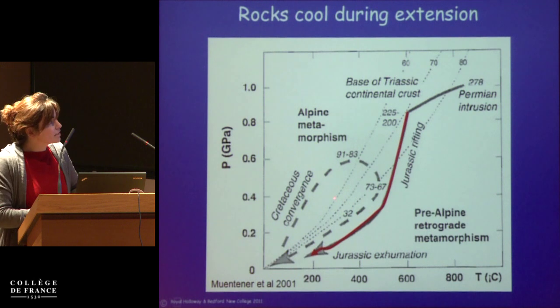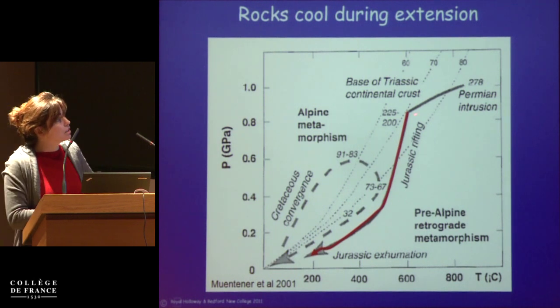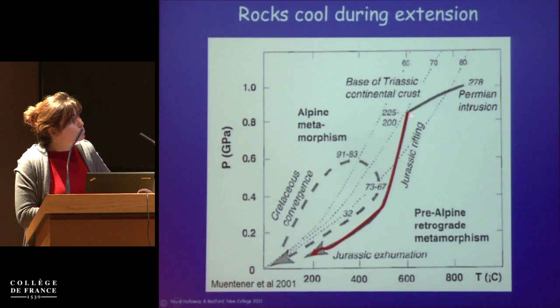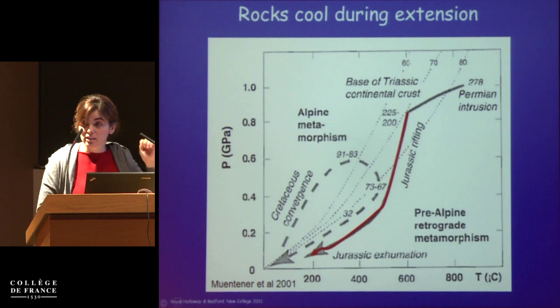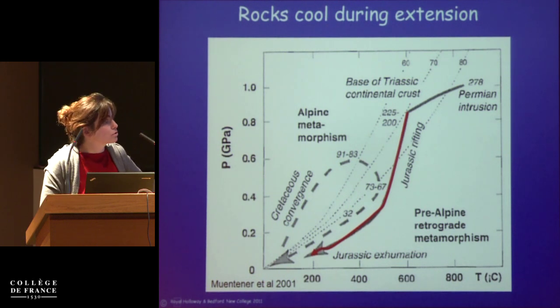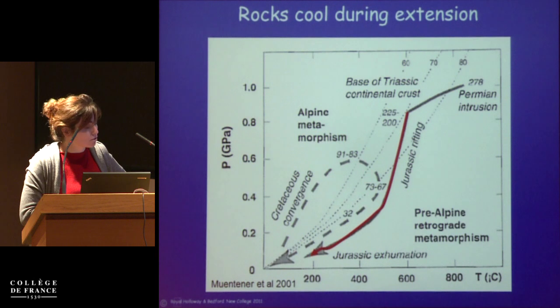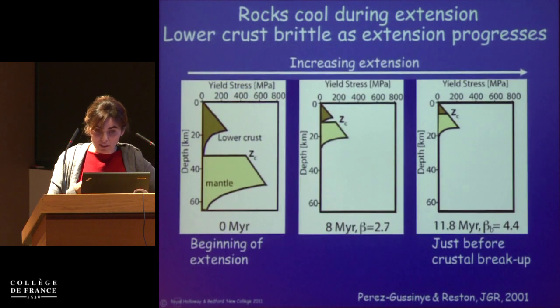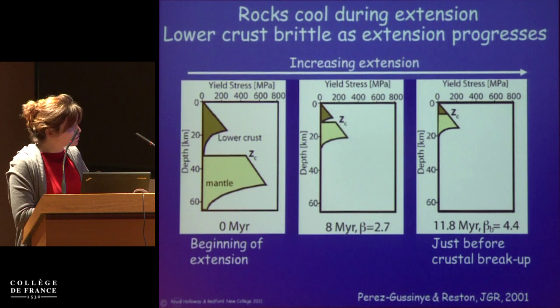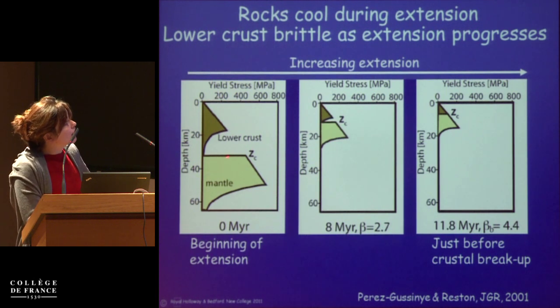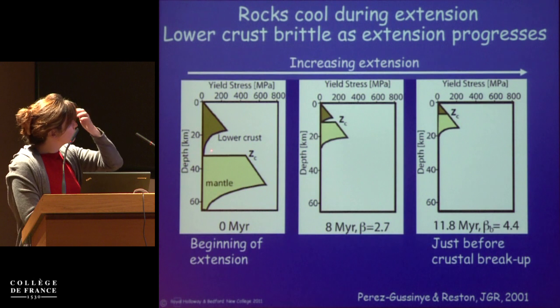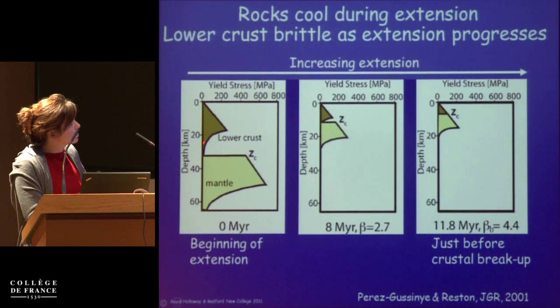So this is a PTT path for a rock that was sitting close to the Moho at the start of the Jurassic rifting in one of the ancient Tethys margins that is now exposed in the Alps, and it shows evidence for conductive cooling due probably to very slow extension during rifting. If we do very simple numerical models of this temperature evolution, and we look at the consequence for crustal rheology, what we see is the following.